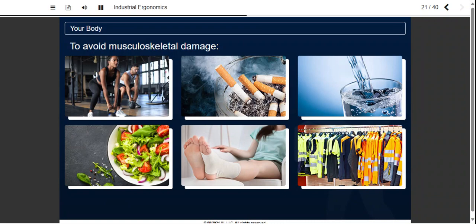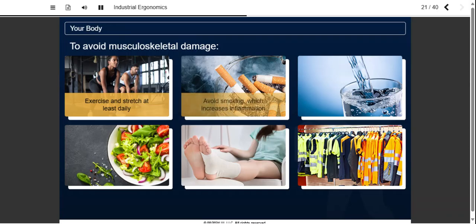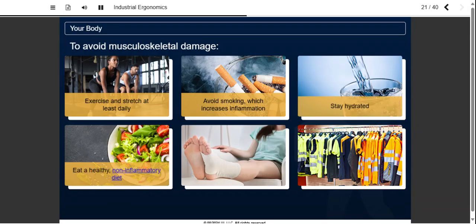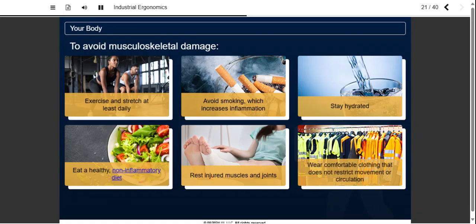First, assess yourself. You can reduce the chances of injury if you exercise and stretch at least daily. Avoid smoking, which increases inflammation. Stay hydrated. Eat a healthy, non-inflammatory diet. Give any injured muscles and joints time to rest and heal. And wear clothing that is comfortable. It should keep you warm or cool and should not restrict movement or cut off your circulation.